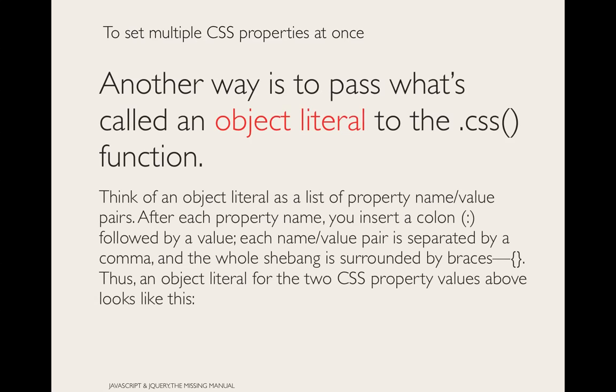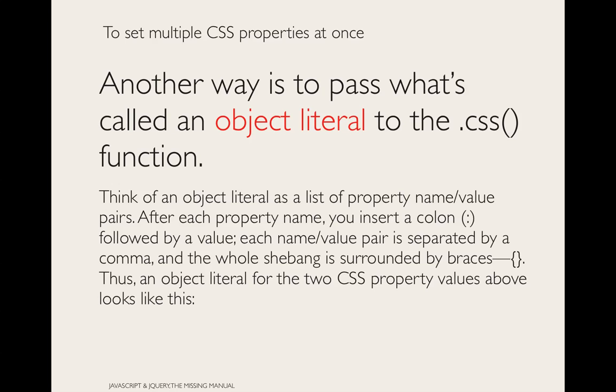But if you want to get a little bit fancy, you can change the syntax you're working with to what's called our good friend, the object literal. Now you think of an object literal as a list of property name and value pairs. After each property name, you insert a colon followed by a value. Each name value pair is separated by a comma, and that whole shebang is surrounded by braces. Now you don't ever have to use this if you don't want to. Object literals are very, very cool. But if it is a little bit confusing, think about it and ruminate on it a little bit, and it will become a handy tool in your tool belt.